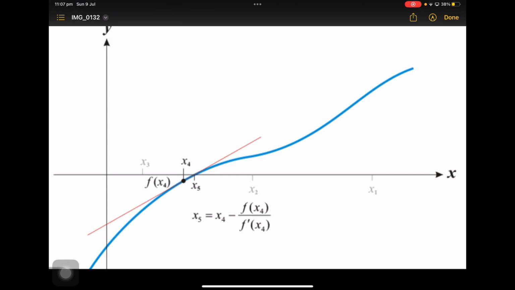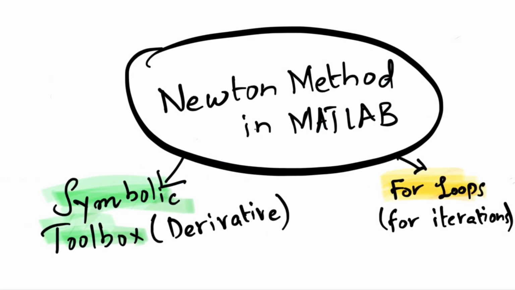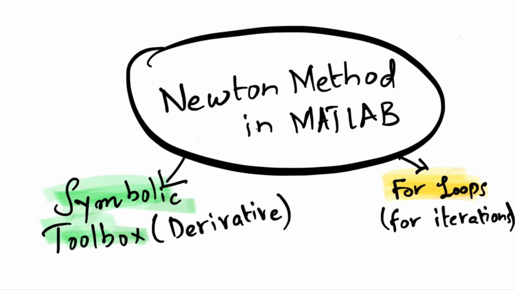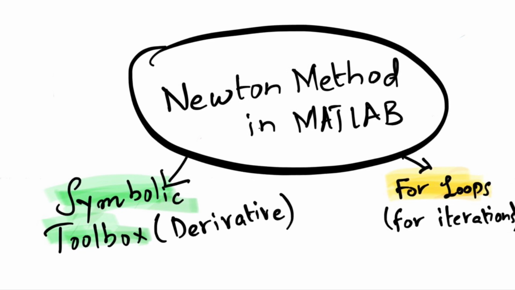Maybe if we zoom this picture, we can see that it's not exactly at 0. It is somewhat close to 0. So in the Newton-Raphson method, or Newton method, we always define some kind of threshold to see whether the solution has approached the desired solution. In MATLAB, we do all the iterations using for loops, and we have to find derivatives with the symbolic toolbox.